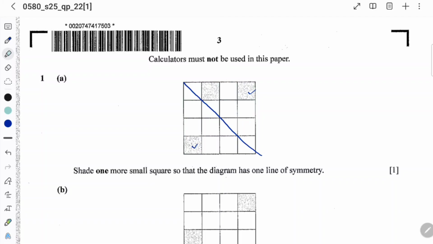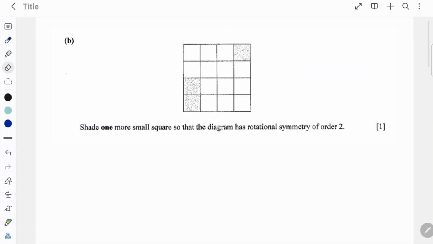Whenever I'm going to shade one more square, it means this is the one more square, which will be the reflection of this square over there. So which square will we shade? We'll shade only this square to make one line of symmetry, okay.